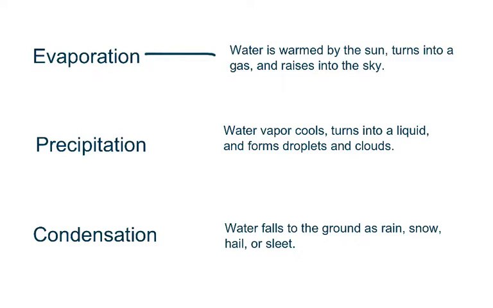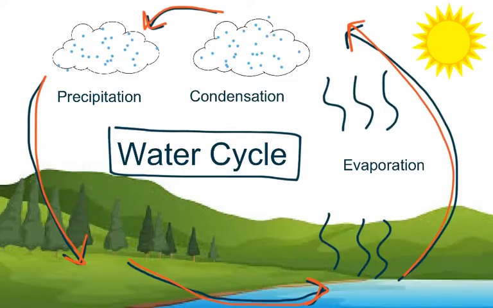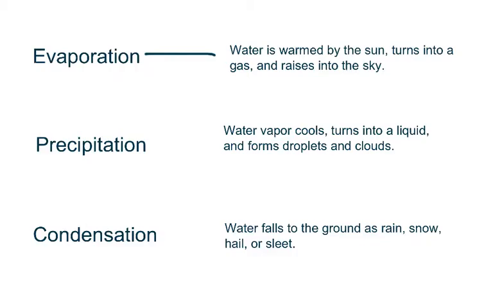Next, water vapor cools, turns into a liquid, and forms droplets and clouds. Well, my water vapor cools because it's going up higher in the sky. When it forms those little droplets, it's making clouds, or condensation. So our second definition goes with condensation.